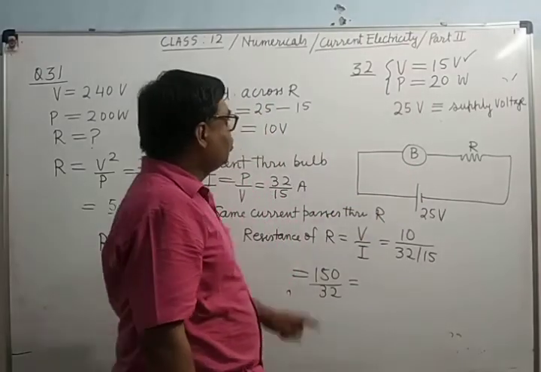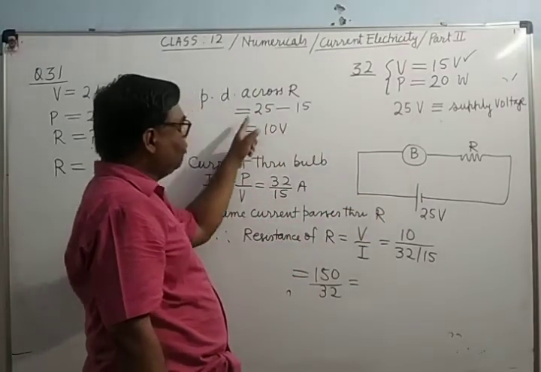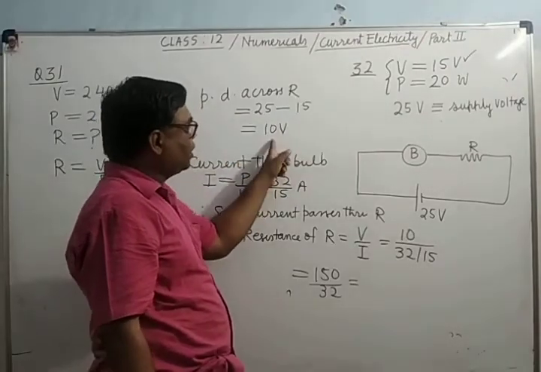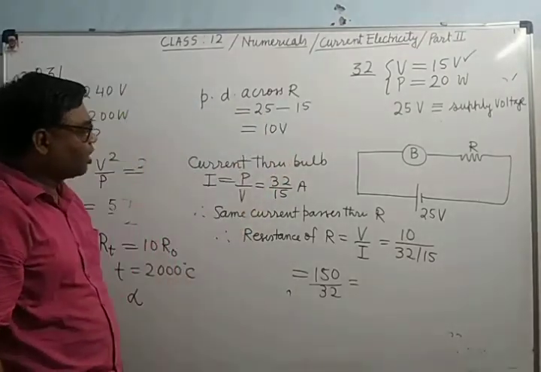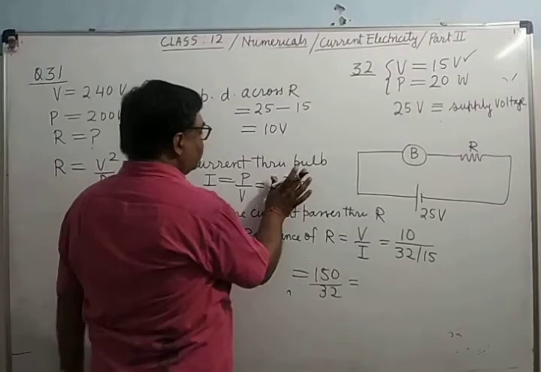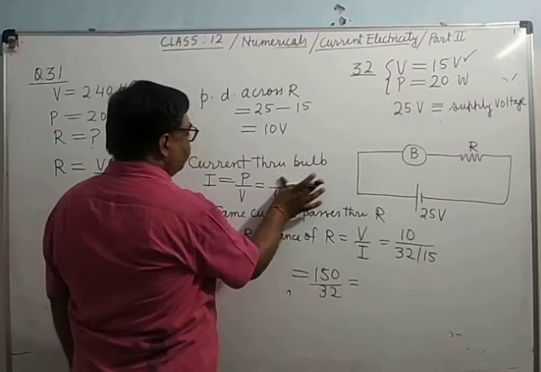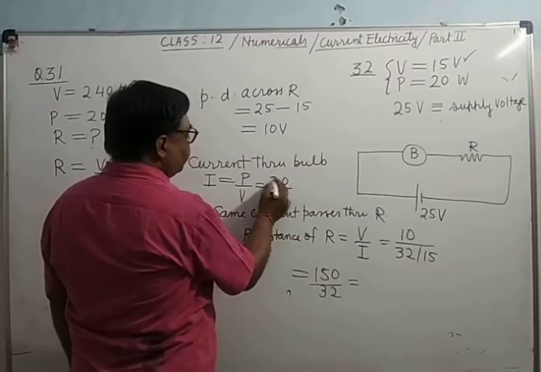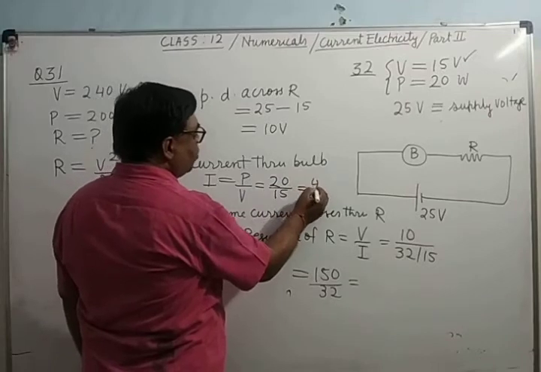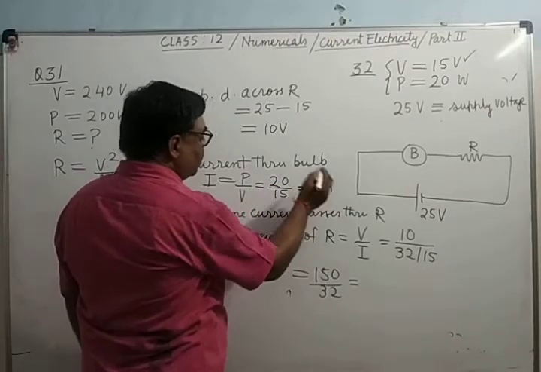It's clear? So what will be the remaining voltage? The remaining voltage will be 25 minus 15, 10 volt. That will be the potential drop across R. So what is the current through the bulb? Current through the bulb will be equal to P upon V, 20 upon 15, so it is 4 upon 3 ampere. It's clear?